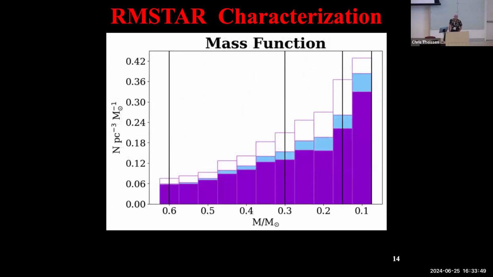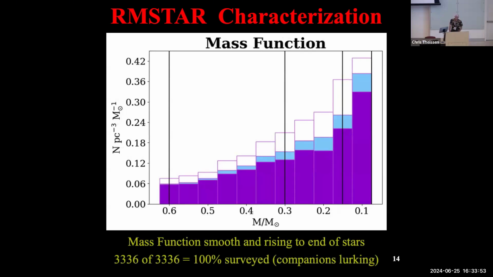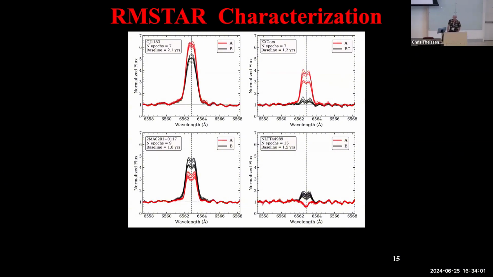If you take these into account carefully, you find out that the mass function is smooth, there are no kinks in it, and it's rising to the end of the main sequence through the M dwarfs. And effectively, we've surveyed all of these. Andrew Kaparis is working on twin stars. These are virtually identical twins in pairs, and the quick takeaway is the bottom right one, where you have one star in emission, one star in absorption.